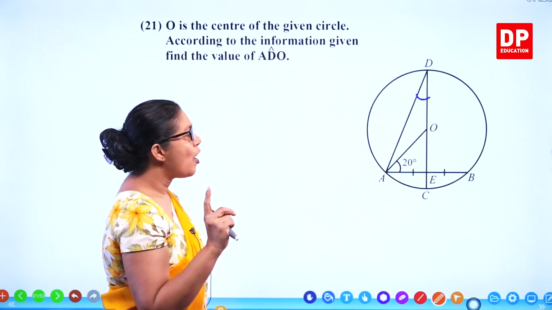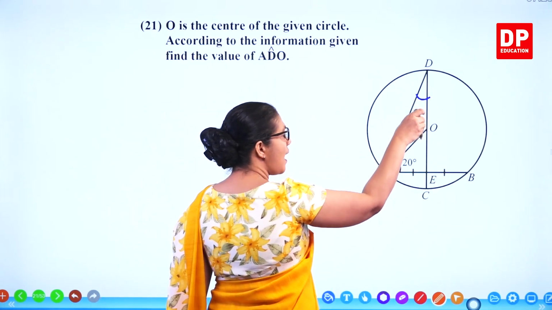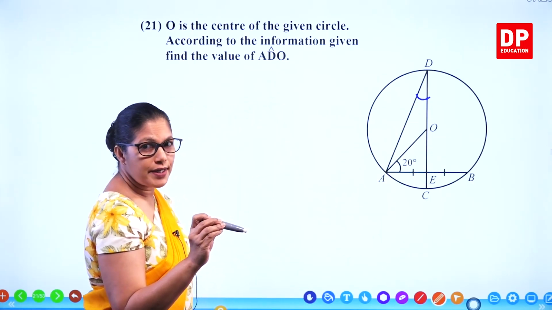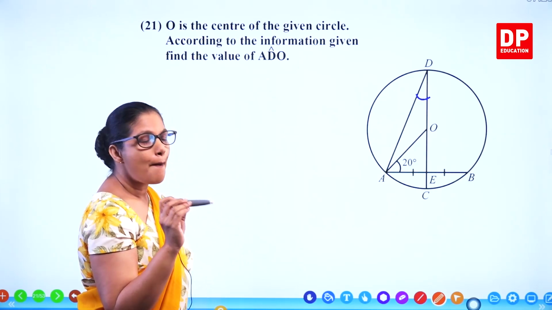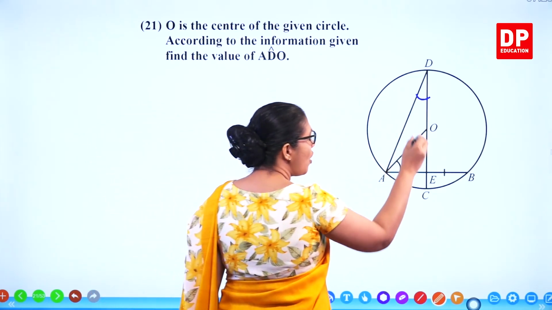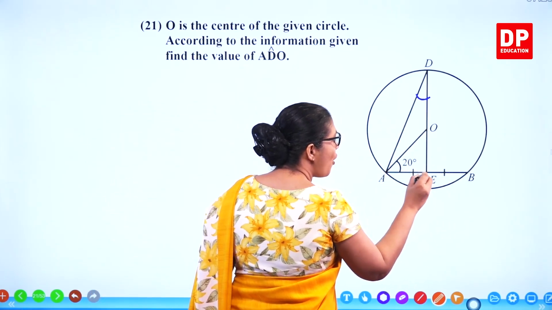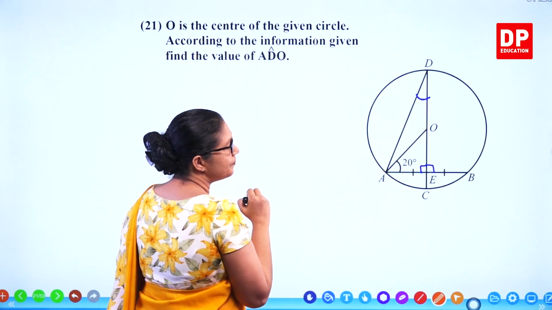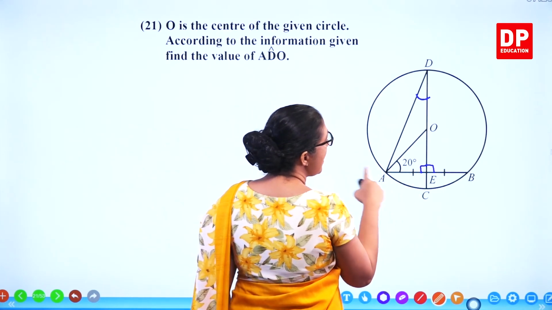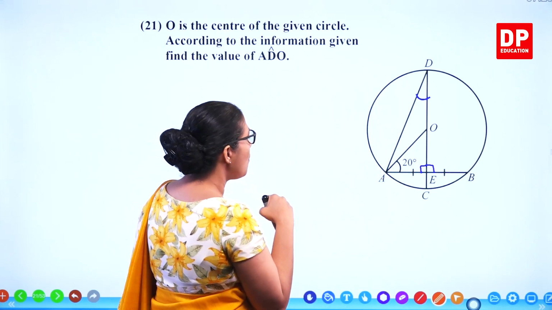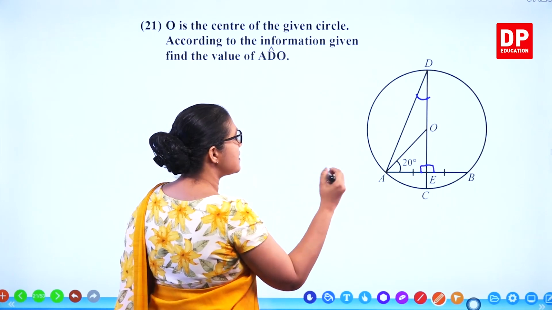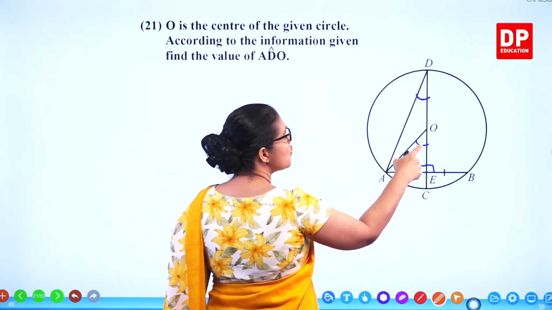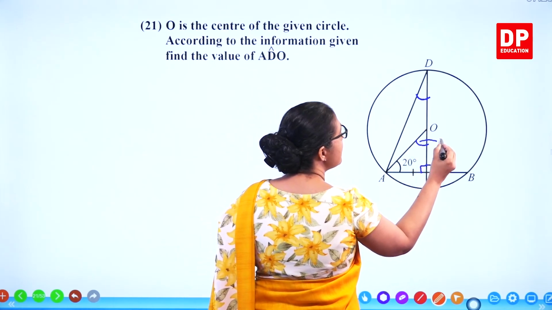What do you know about when you draw a line to the midpoint of the chord? This line is perpendicular. So because this is the midpoint, we can say this is 90 degrees. If this is 90, what can you say about this angle? This angle is 90 minus 20. That's 70 degrees.